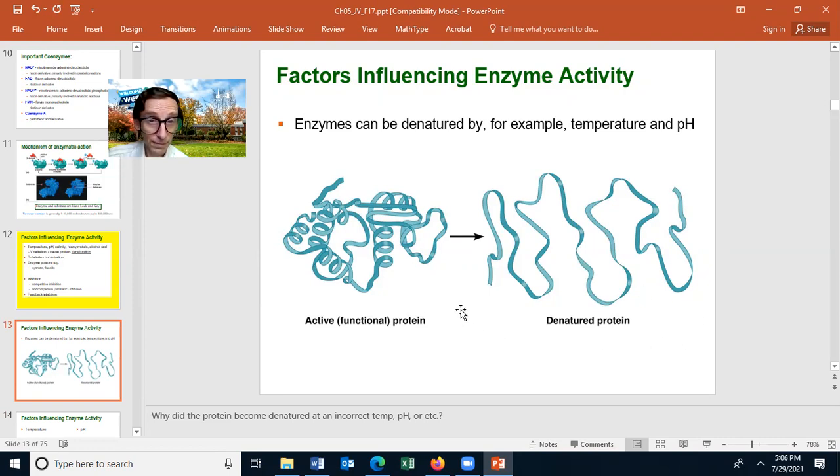When a protein is denatured, it changes its folding pattern and the protein will take on a different shape. It will lose its function. It certainly will lose its optimal function. And the more it becomes denatured, the more of its function it'll lose until it's lost all of its function. Any question about any of that?